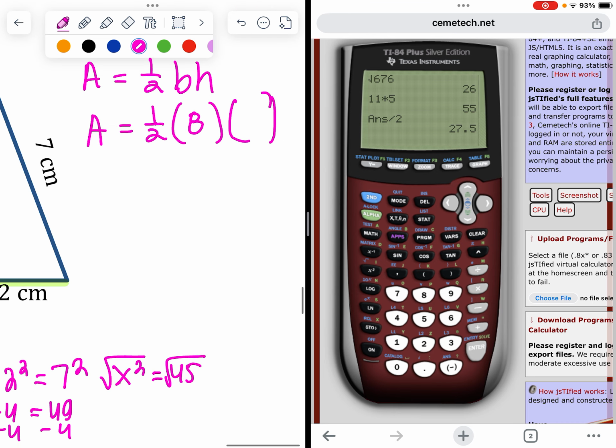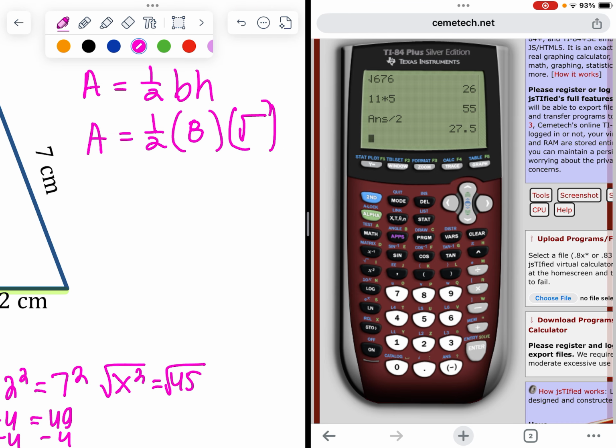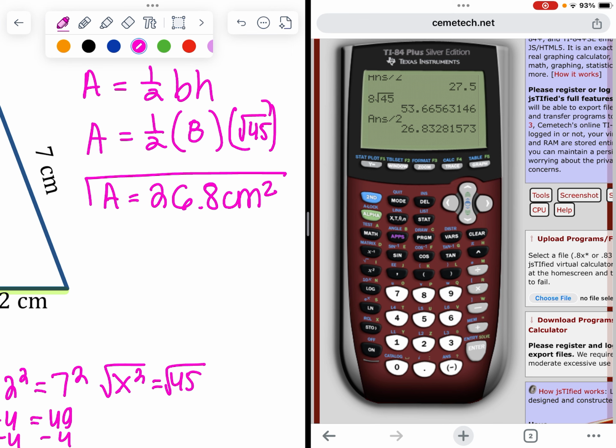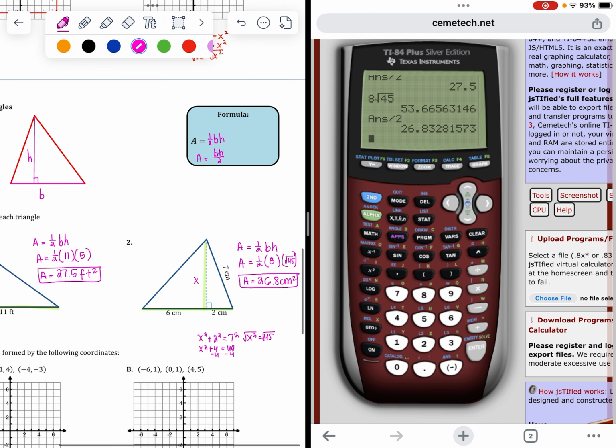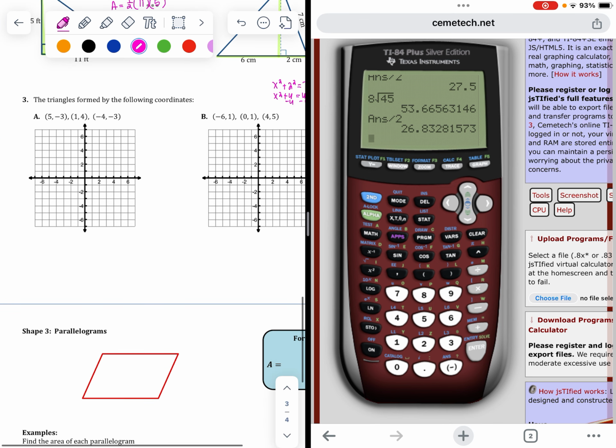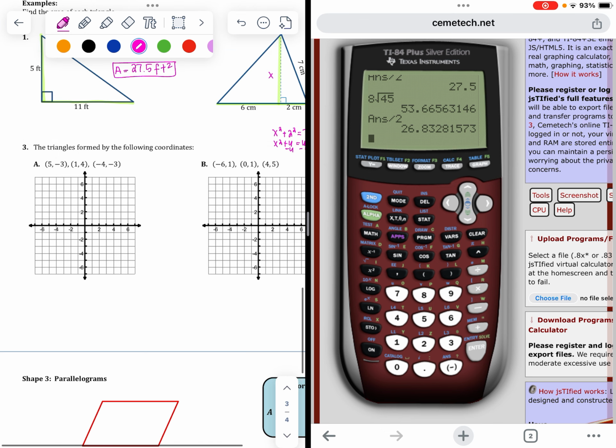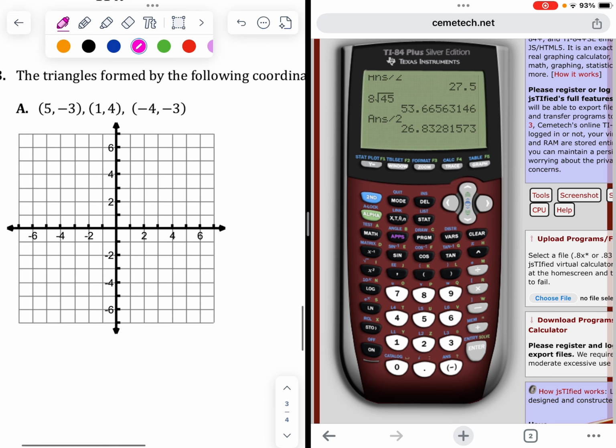Square root of 45 is a decimal answer, so I'm not going to get a decimal right away. My final answer will be a decimal, which will round to the nearest tenth. So I'm going to do 8 times the square root of 45, enter, and then divide that by 2. 26.8 centimeters squared. It doesn't say to round to the nearest tenth if necessary, but I know that's what we'll put on the test if anything. All right, let's try these next two.